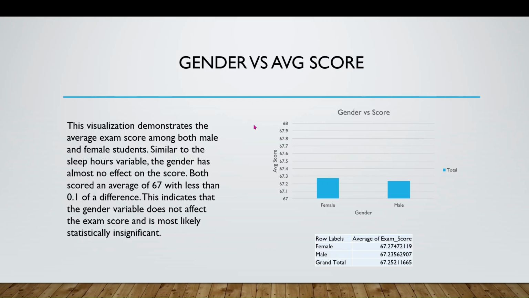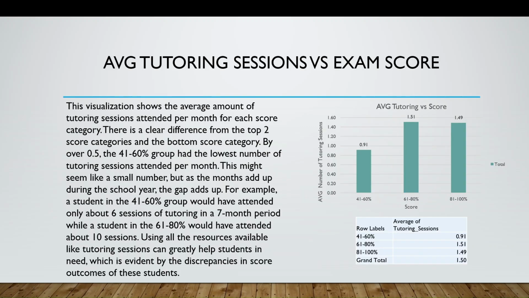So gender versus average score. This visualization shows the average exam score amongst both the female and the male students. Again, it had very little difference by less than 0.1. So this also indicates that gender is most likely statistically insignificant in terms of predicting.